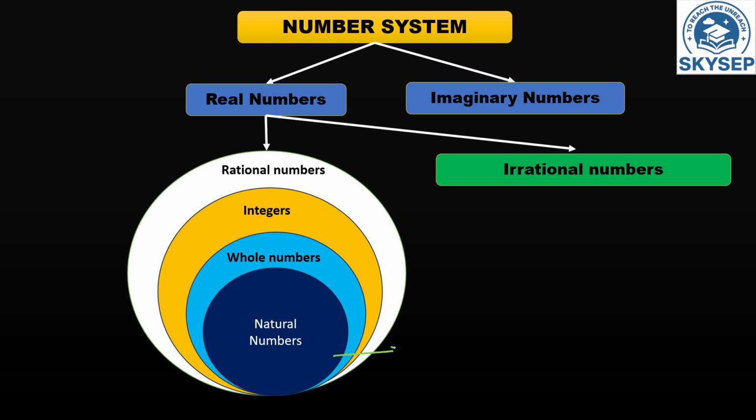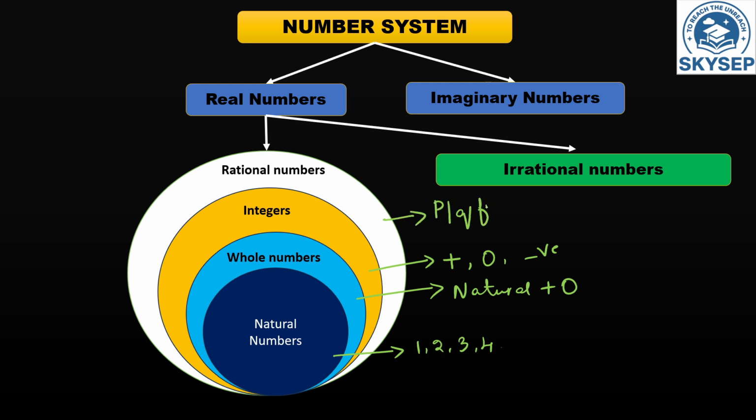So natural numbers, what do you mean by natural numbers? All the counting numbers. What do you mean by whole numbers? Natural numbers plus 0. It contains whole numbers. So what do you mean by integers? All positive numbers, 0 and negative numbers are called integers. What do you mean by rational numbers then? Numbers represented in p by q form are called rational numbers.